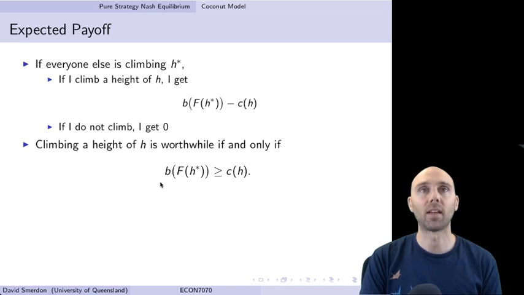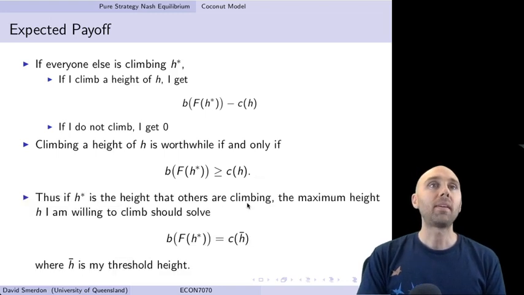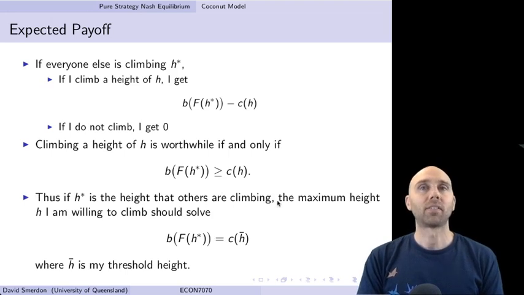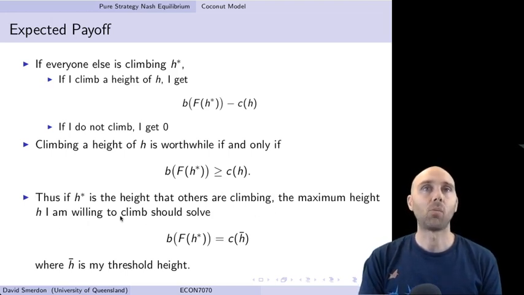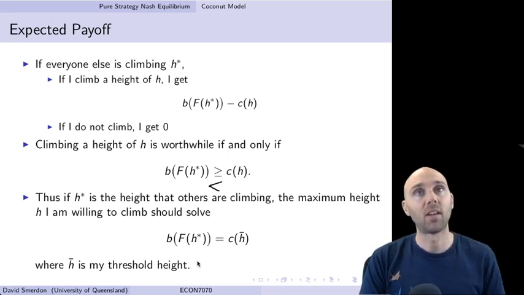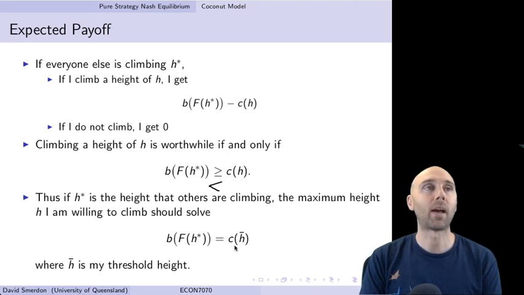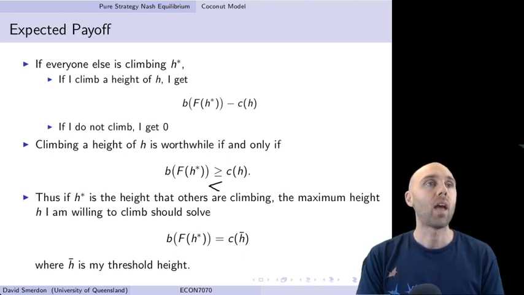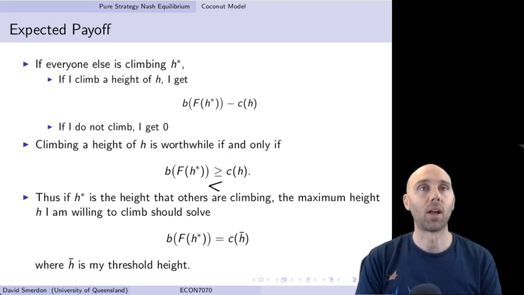And I can rearrange that as such. That means that if h star is the height that the others are climbing, the maximum height h that I'm willing to climb must solve this function where we've got this maximum h in here. Because if I climb any higher than this point, then this inequality here will reverse. Because remember, this C of h is increasing in h, nothing is changing on this side. So this is the maximum that I'm willing to climb. Any more than that, and I wish that I hadn't climbed. So h upper bar is my threshold height.